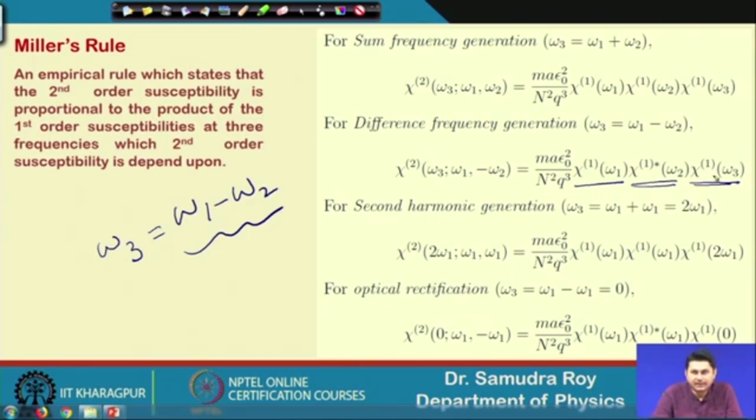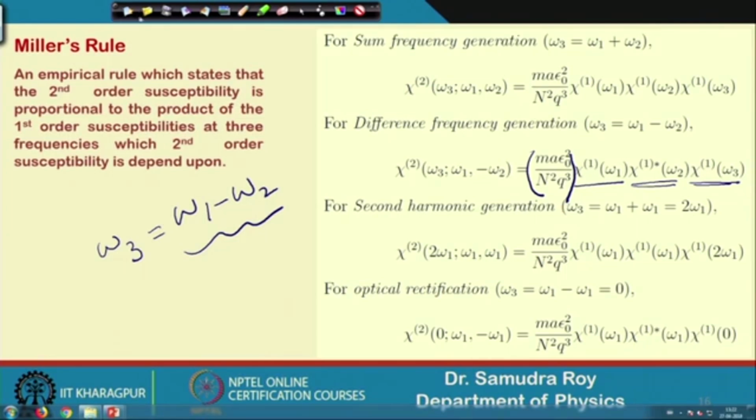If I multiply these three things and then multiply by my constant, which is called Miller's constant, then I will have the second order susceptibility at that particular frequency. So, obviously, the frequency is the important thing. Even if I try to find the second order susceptibility, I need to find out at which frequency I am talking about. There are a few frequencies for which we will find the second order susceptibility: difference frequency, and second harmonic frequencies are also there.